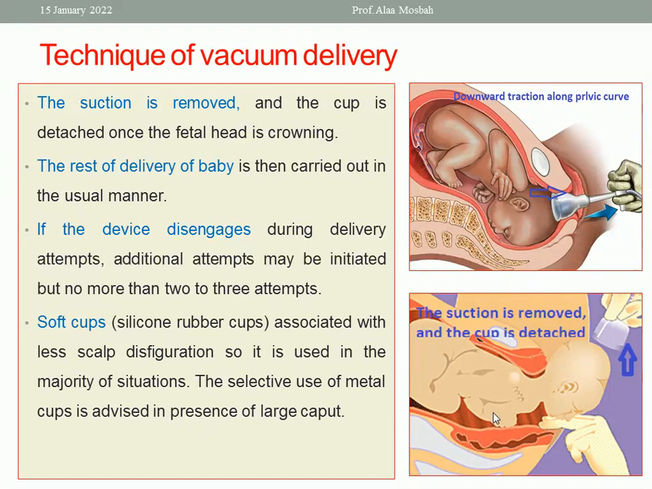Which is better, soft cup, elastic silicone cup I mean, or metal cup? Usually less injurious to the scalp are the soft cups, like elastic silicone cup, rubber cup. However, as I said before, metal cup is better if there is a large caput in the fetal head.